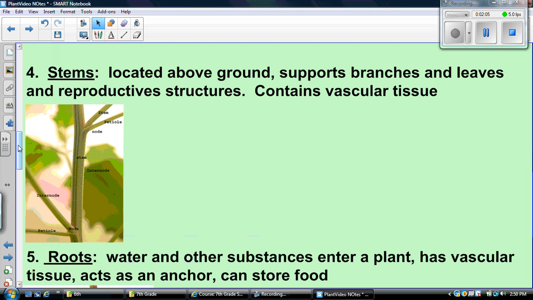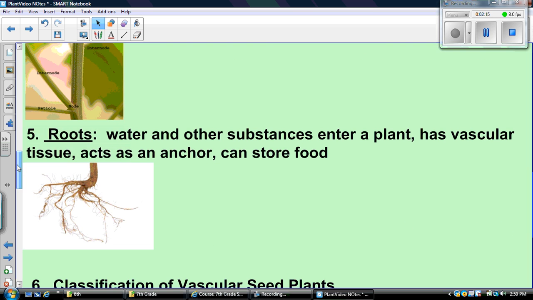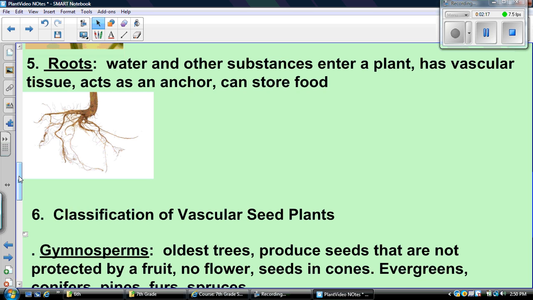Stems are located above the ground. They support branches and leaves and the reproductive structures. The stems are where the vascular tissue is located. Roots are where water and other substances like nutrients enter a plant. Roots also have vascular tissue. They also act as an anchor and they can sometimes store food.